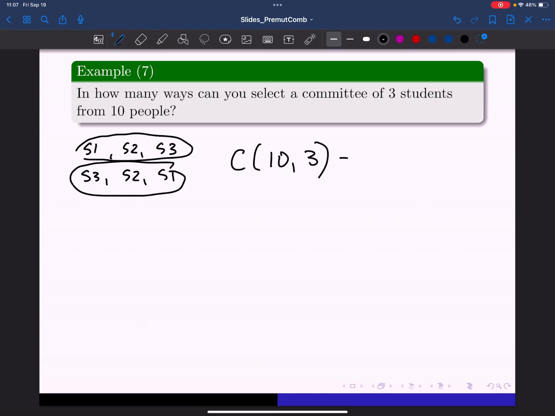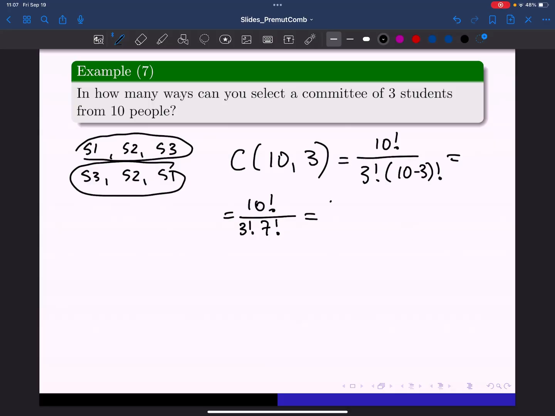By definition, this is 10 factorial over 3 factorial over (10 minus 3) factorial. This gives me 10 factorial over 3 factorial times 7 factorial. Work this out.